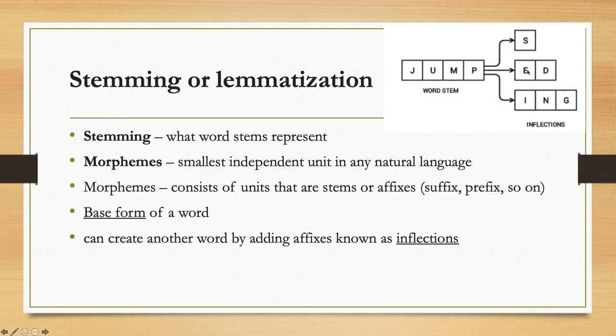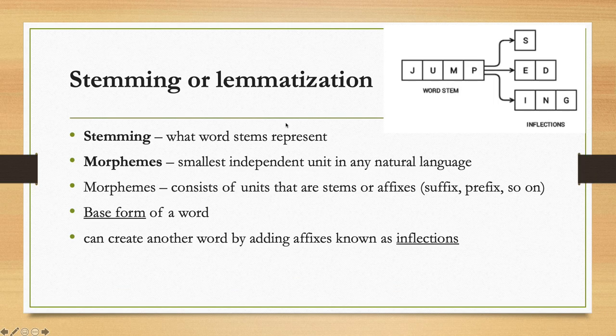So we have here an example. The word stem is jump. Then you have some different inflections: jumps, jumped, and jumping. And these are what we call the suffix.